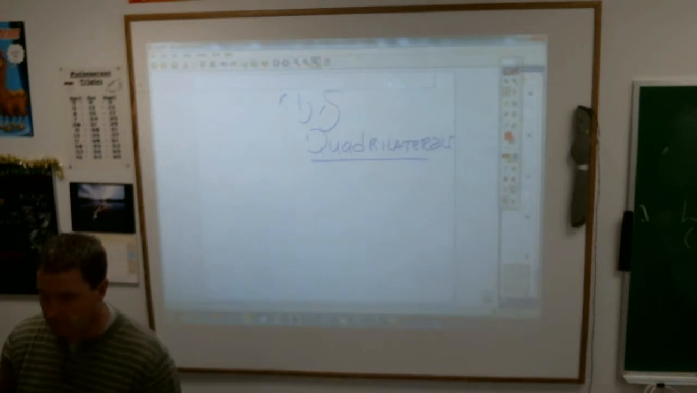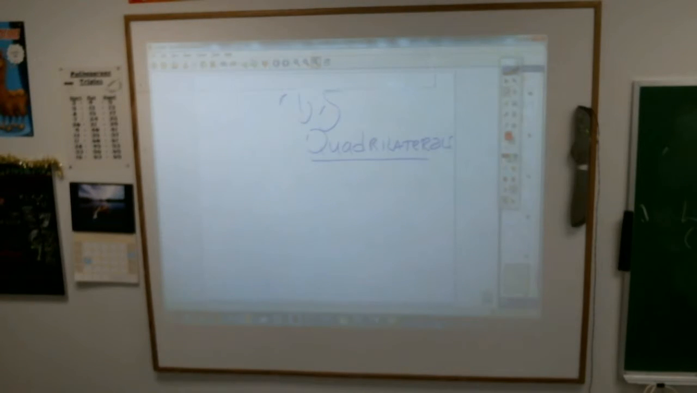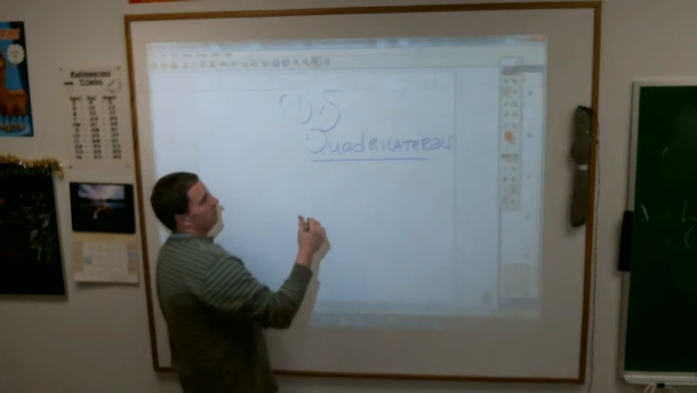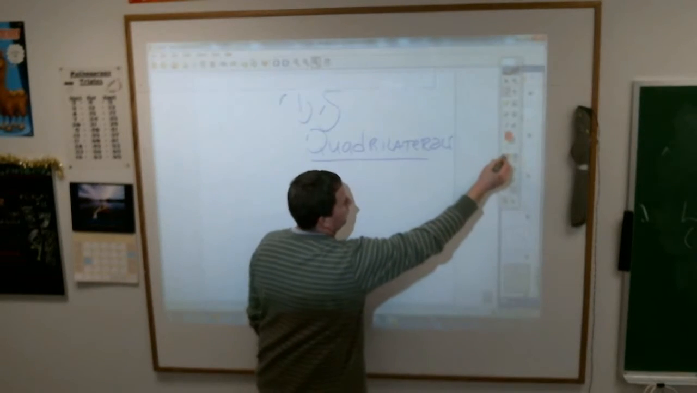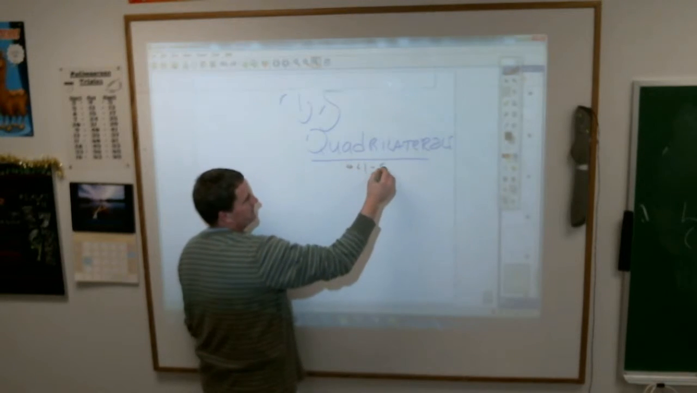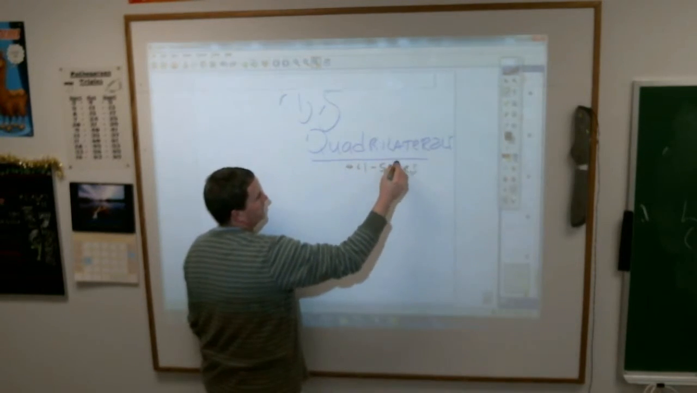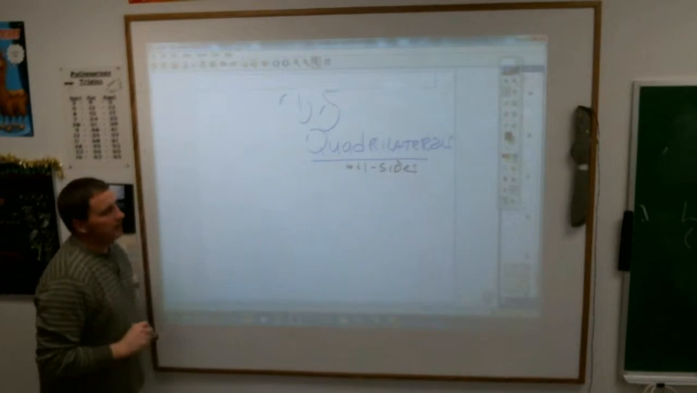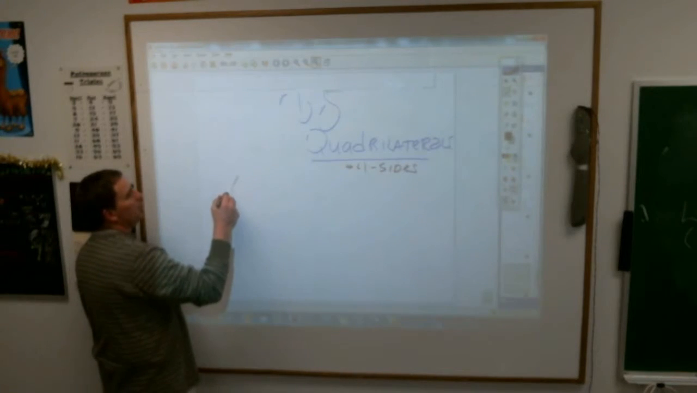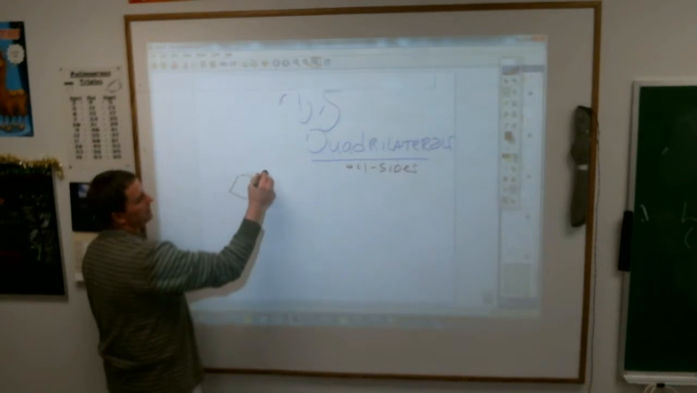Jot down there, title this Quadrilaterals, and this should be nothing new for you. We've talked about these before, but you need to know these basic four-sided shapes. The quadrilateral has four sides. I guess the first one is if you have a shape that has no parallel sides.